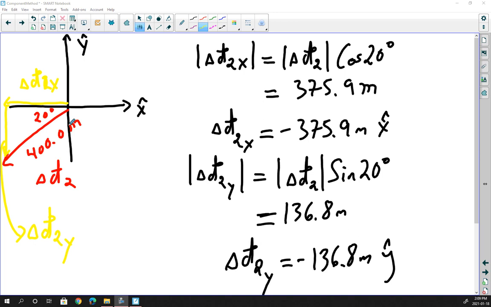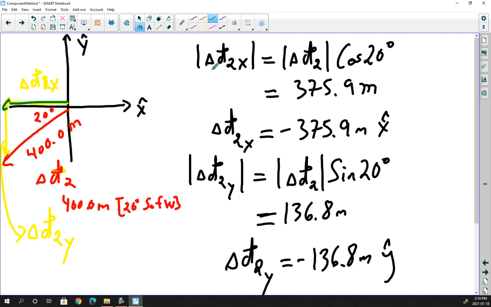Similarly, here is the second displacement vector, delta d2. There it is, delta d2. And it was 400.0 meters, and it was 20 degrees south of west. There it is. This is the angle magnitude form of this vector. We're going to convert it into components. So I take a look here, and here is the x component of this right there. I'm going to find its magnitude. So we're still using trigonometric functions.